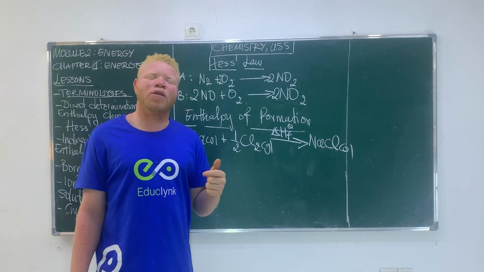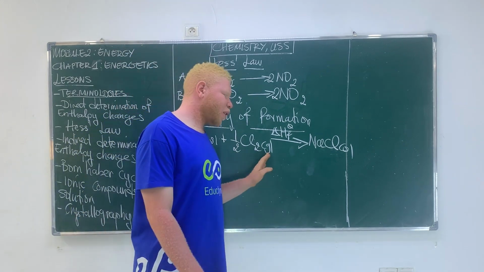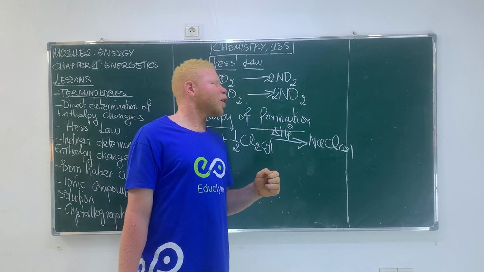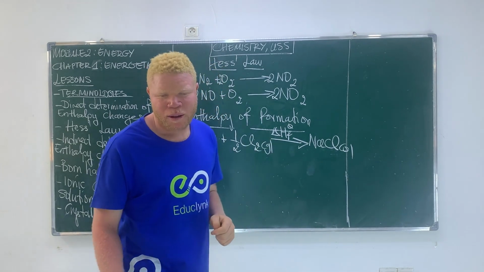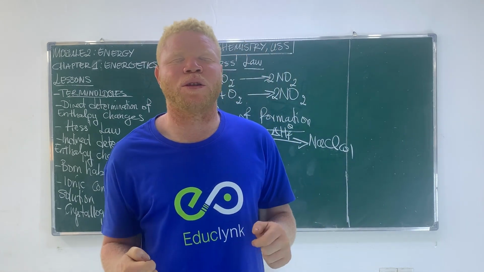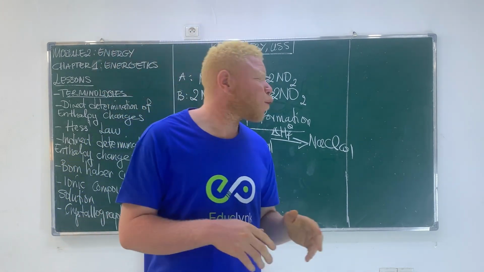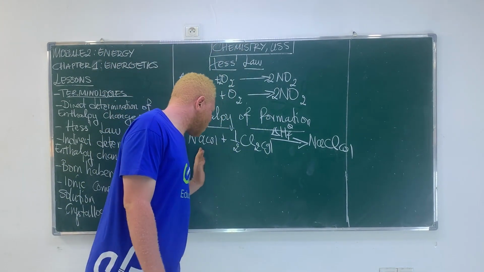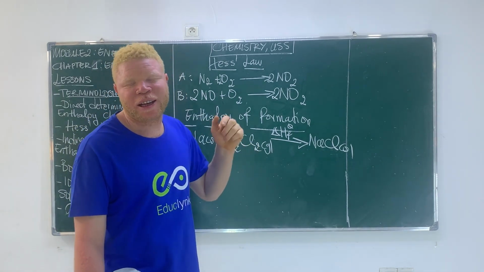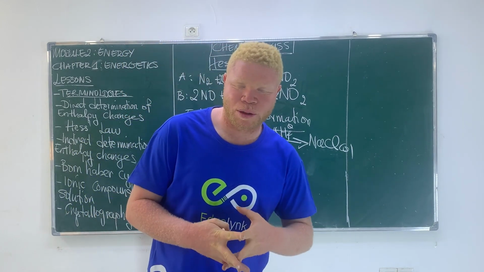Chlorine is a non-metal, and its physical state is gas. So one sodium solid combines with chlorine gas to give sodium chloride solid. The name given to this enthalpy change is the enthalpy of formation. The enthalpy of formation is the enthalpy change when an ionic crystal is formed from its constituent elements in their normal physical state under standard conditions of temperature and pressure.